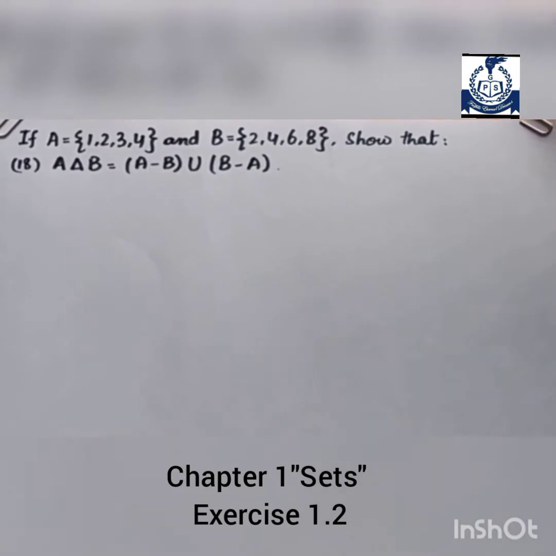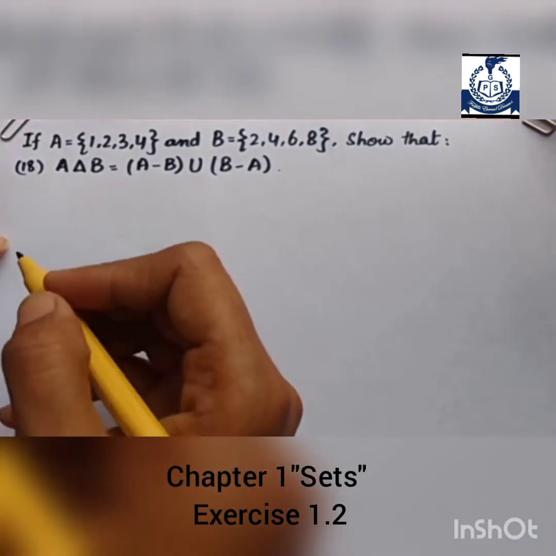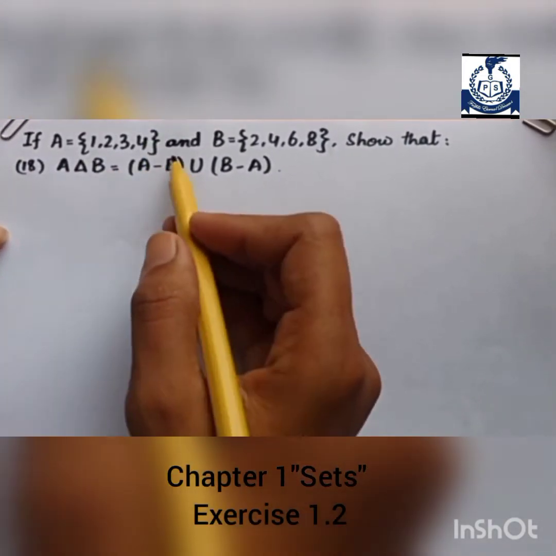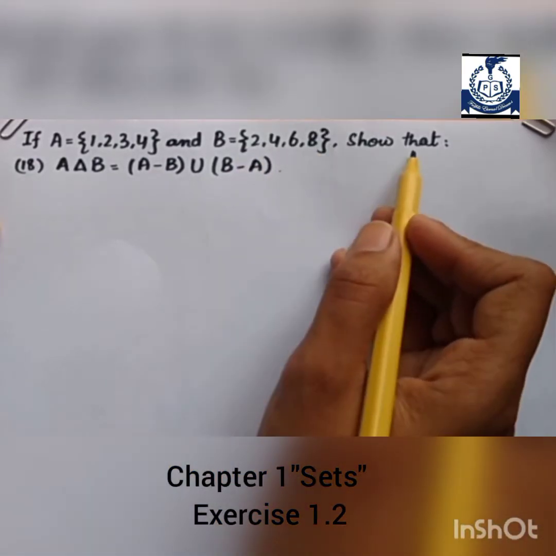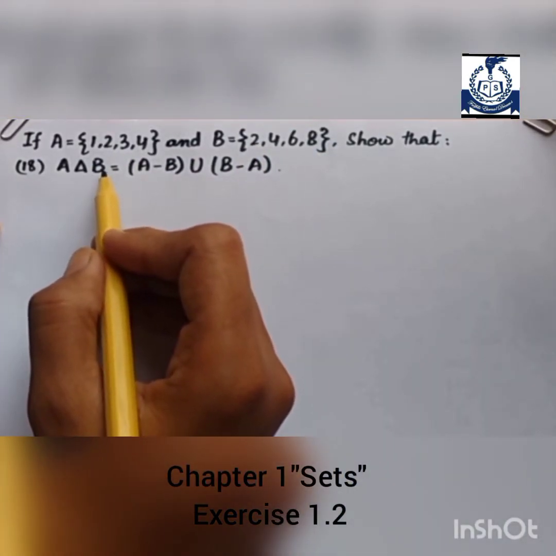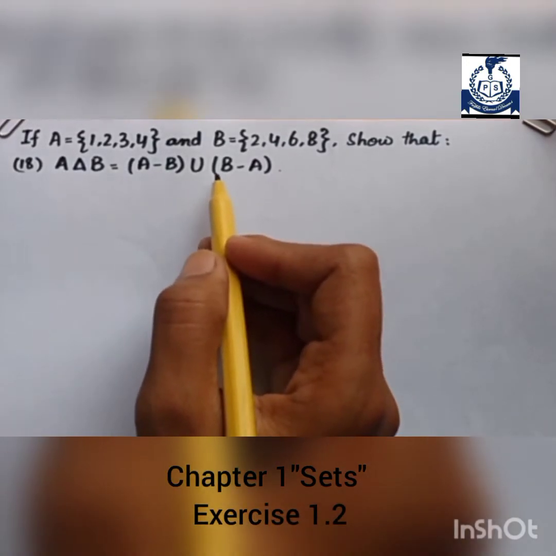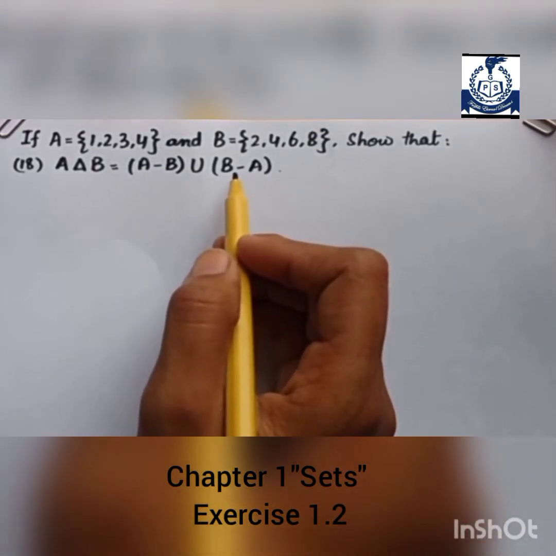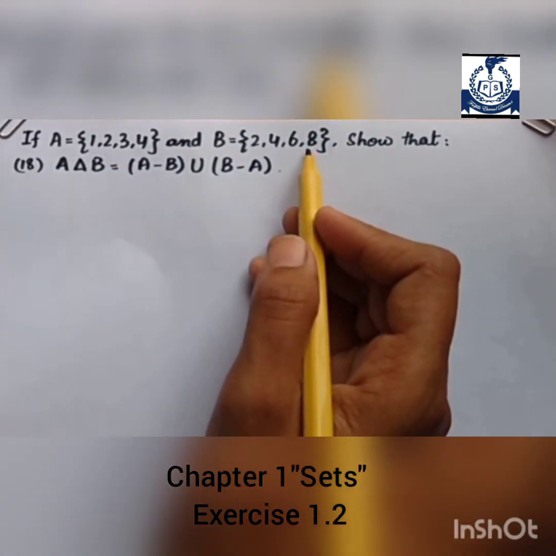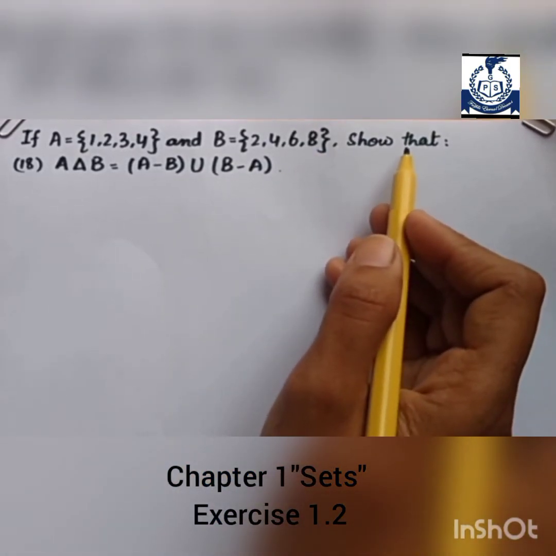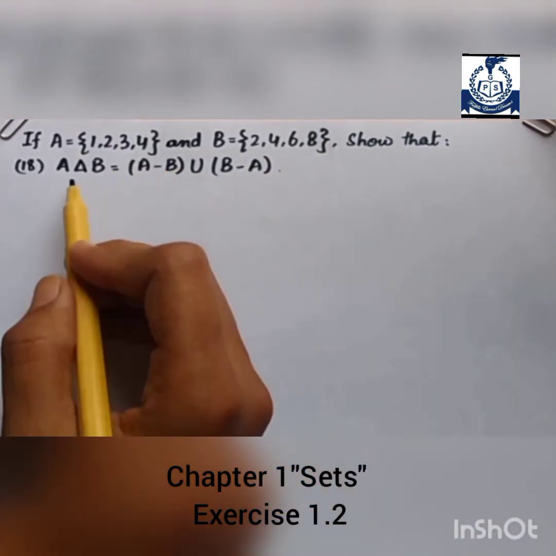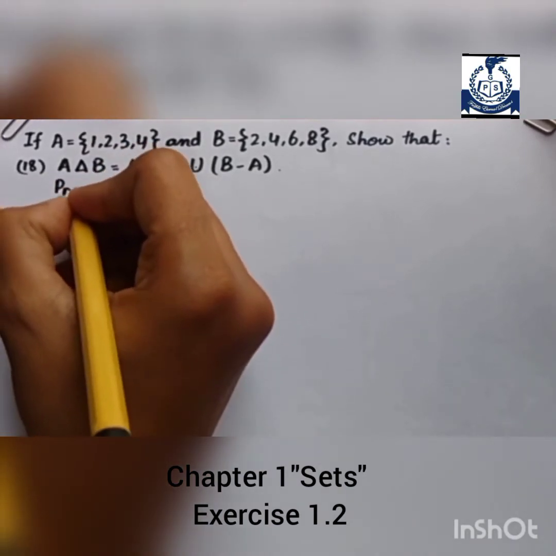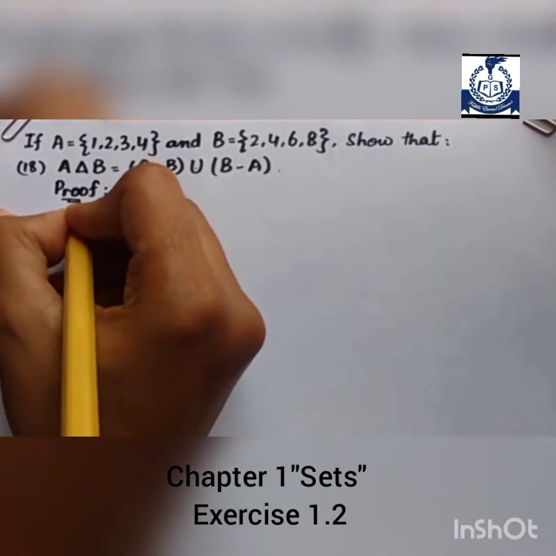Part number 18 is: if A is equal to {1, 2, 3, 4} and B is equal to {2, 4, 6, 8}, show that A delta B is equal to (A minus B) union (B minus A). In this question we need to show that the left hand side is equal to the right hand side. First we have to write the proof.